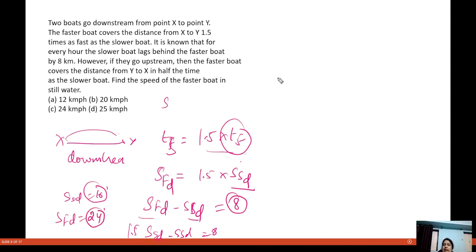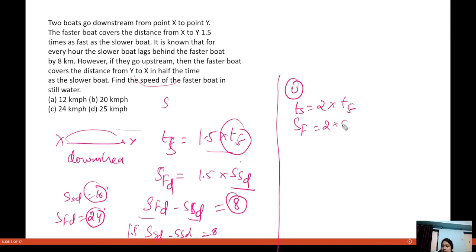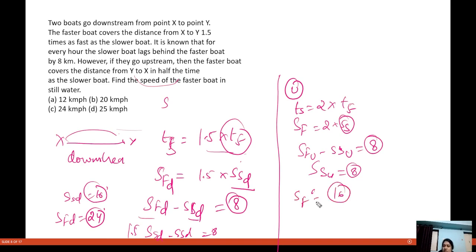Obviously. And now when I take another equation, where I am given that when we are traveling upstream, the time taken by the slower boat is 2 times the time taken by the faster boat. So the speed of the faster boat is 2 times the speed of the slower boat. So now again we have this equation, SFU upstream and SSU upstream. So you have upstream speed of the slower boat is equal to 8, and because the speed is 2 times, upstream speed of the faster boat is 16.